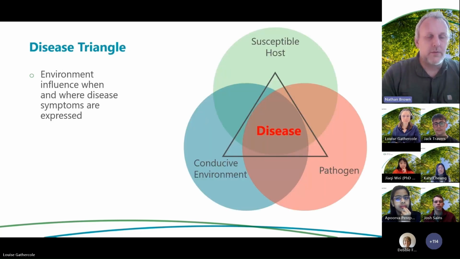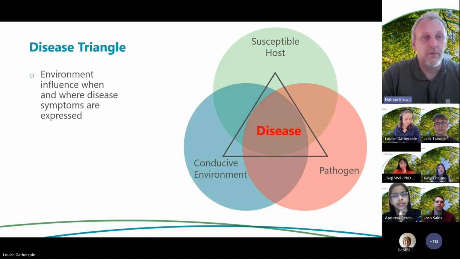So the disease triangle is really quite a simple concept. It's just trying to widen out our thinking of disease. It's not just a pathogen happening on a tree, but for disease to happen, you also need a susceptible host and a conducive environment. So there are these 3 elements that need to come together for a disease to be expressed. And really, it's this environment area that we're focusing in on. But obviously, all these things are interlinked.